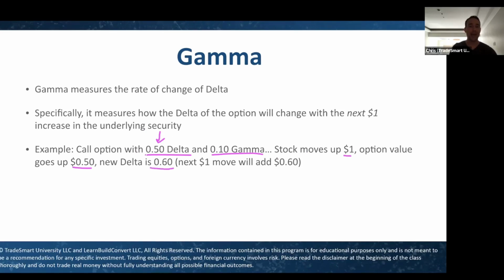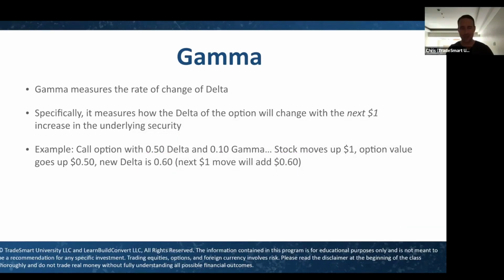So the call option had a 50 delta and a 10 gamma, but when the stock went up $1, the call option went up 50 cents because it had 50 delta. Now the new delta is 60 because the old delta was 50, and we add the old gamma to the old delta to get the new delta, right? So the gamma here is telling you how much delta changes. So it changed from 0.5 up to 0.6 because we had a gamma of 0.1. And what this means now that our delta is 0.6, it means that if the stock moves up another $1, our option price will go up 60 cents. So last time it went up 50 cents. If it goes up another $1, it'll actually go up 60 cents this time because gamma added to our delta.